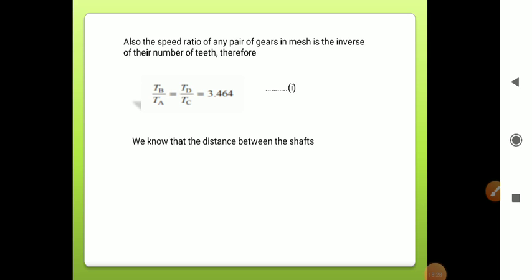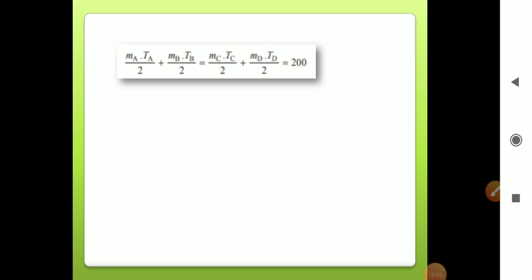We know that the center distance, that is the distance between the shafts, is 200 mm. So how are we going to calculate the center distance? X is equal to RA plus RB or RC plus RD is equal to 200 mm. But we know that instead of R we can write R is equal to M into T divided by 2. Instead of RA we can write MA into TA divided by 2 plus MB into TB divided by 2 is equal to MC into TC divided by 2 plus MD into TD divided by 2 is equal to 200.